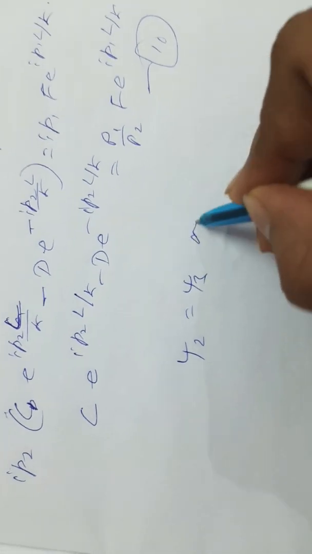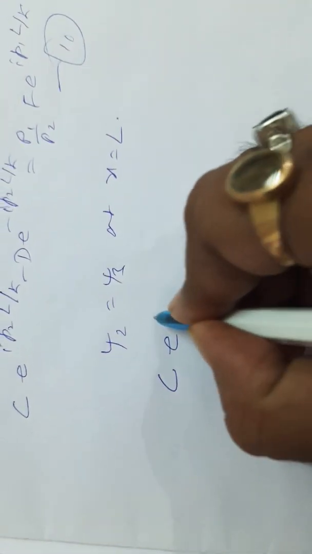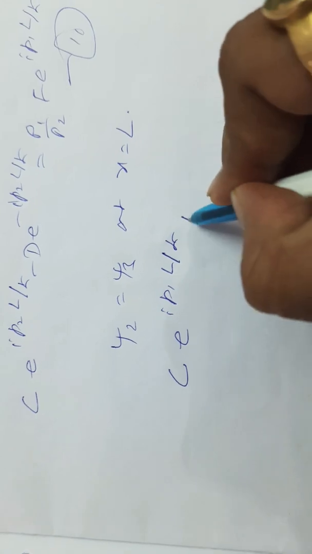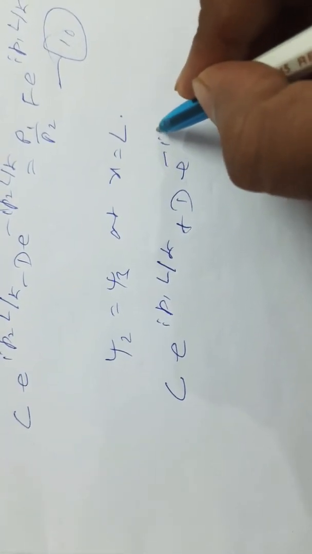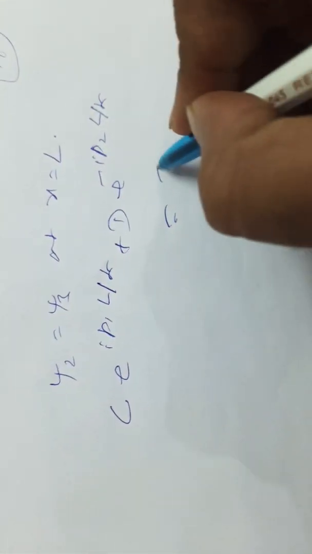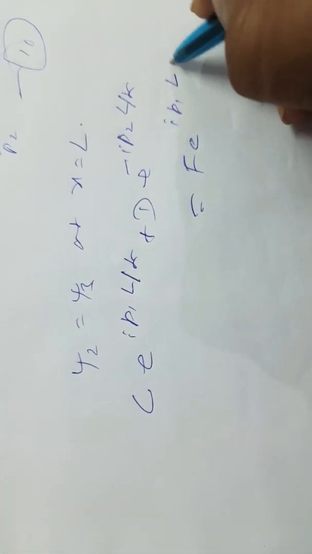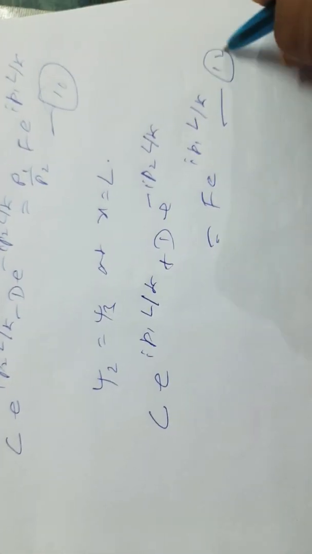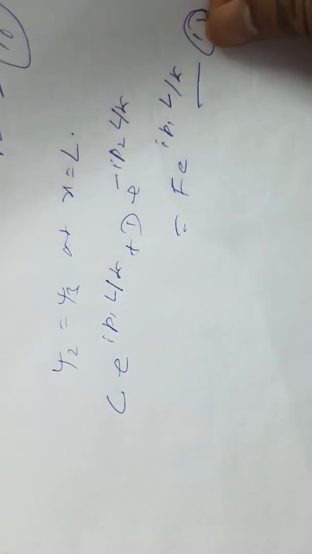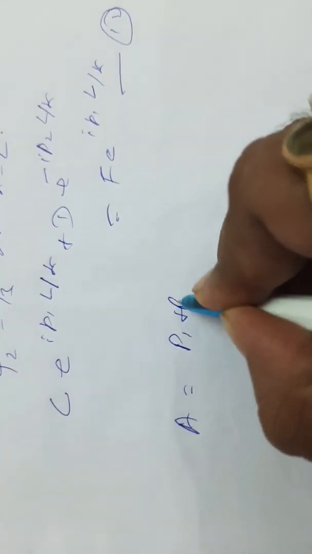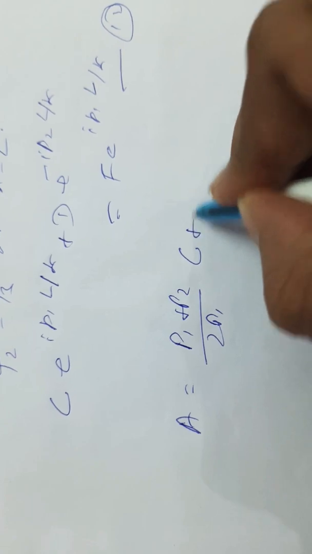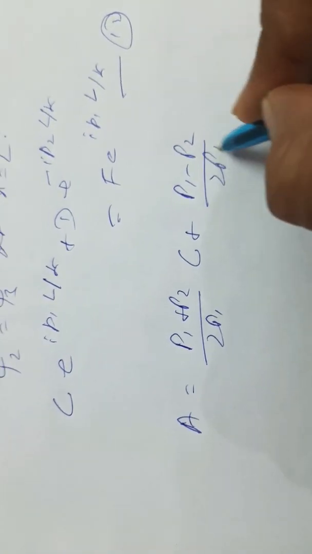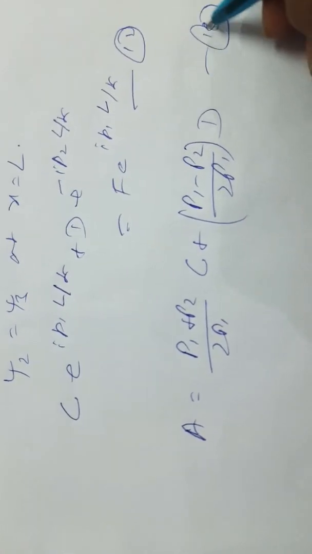Now psi 2 is equal to psi 3 at x is equal to L. So this will give us c e to the power i p2 L by h cross plus d e to the power minus i p2 L by h cross is equal to f e to the power i p1 L by h cross. So this will be equation number 12. So from the above equations, solving, we'll get a is equal to p1 plus p2 by 2p1 into c plus p1 minus p2 by 2p1 into d. This will be equation number 13.